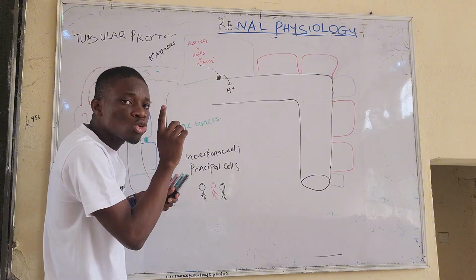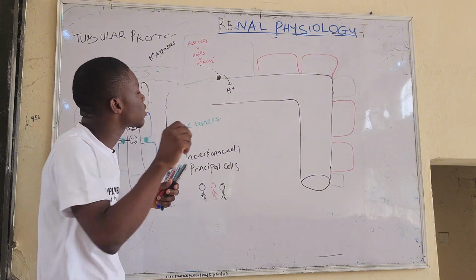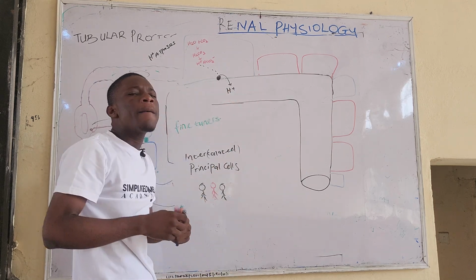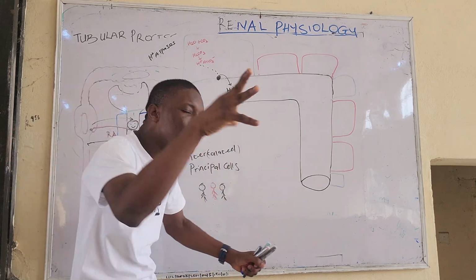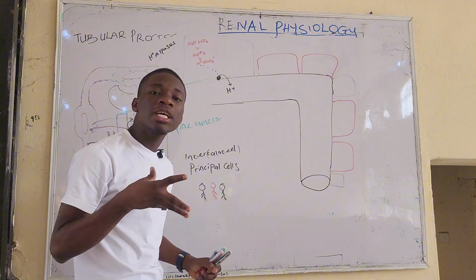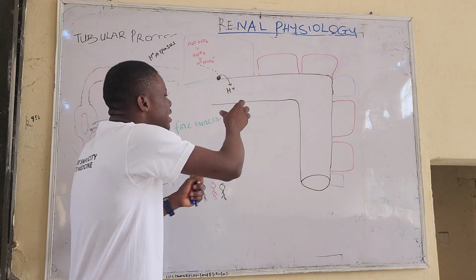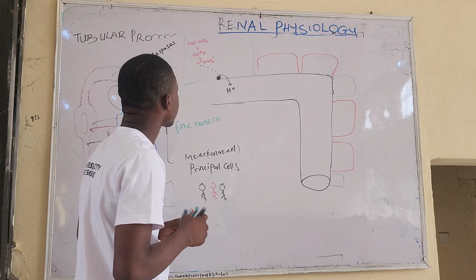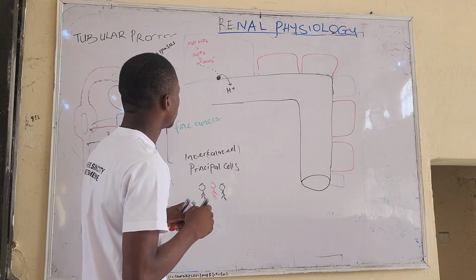Now, one thing I want you to know that's common in MCQ is that this hydrogen ATPase pump is a high energy pump because it is pumping against a concentration gradient. It is pumping against a concentration gradient. It is a high energy pump system. Right, that has been done.